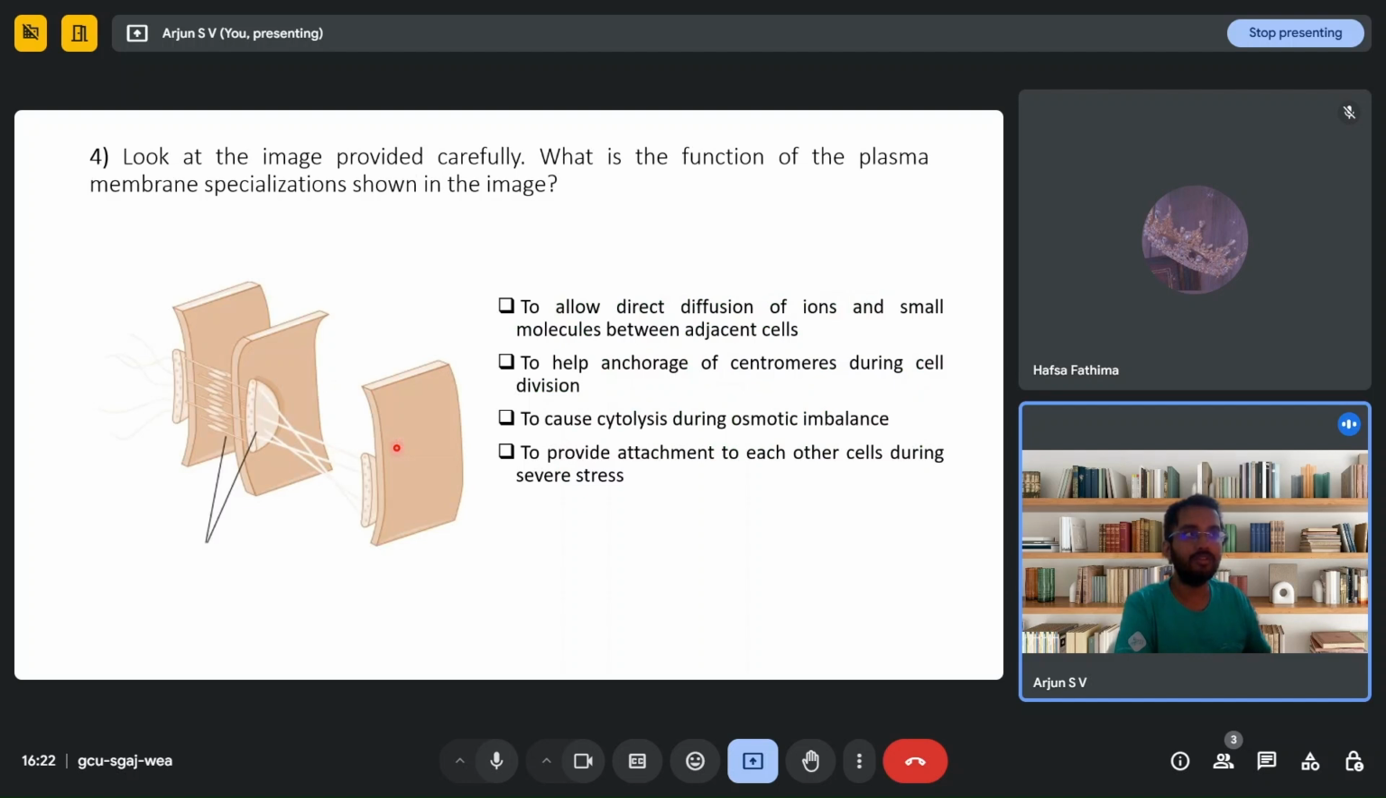So question number four. Look at the image provided carefully. What is the function of the plasma membrane specializations shown in the image? And these are the protrusions that they're talking about, and we have to see what kind of function they serve. And the answer is they are there to provide the attachment to cells during severe stress. Option number D.